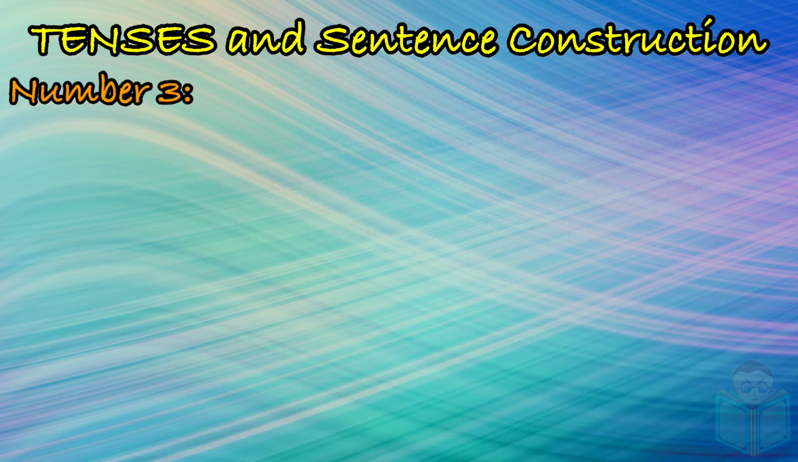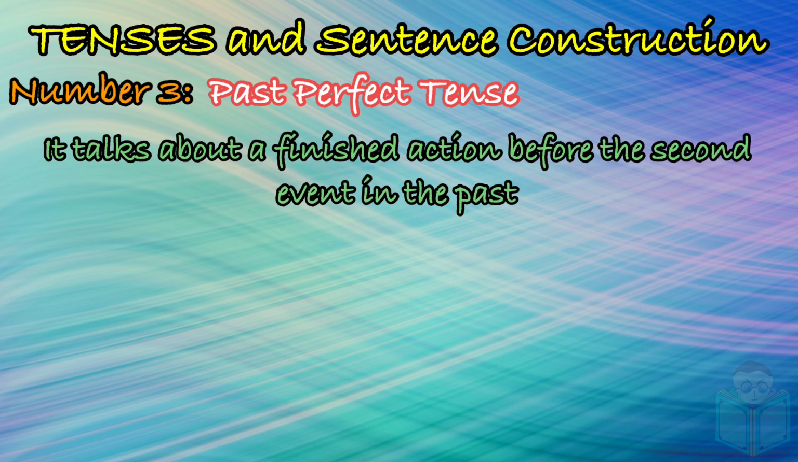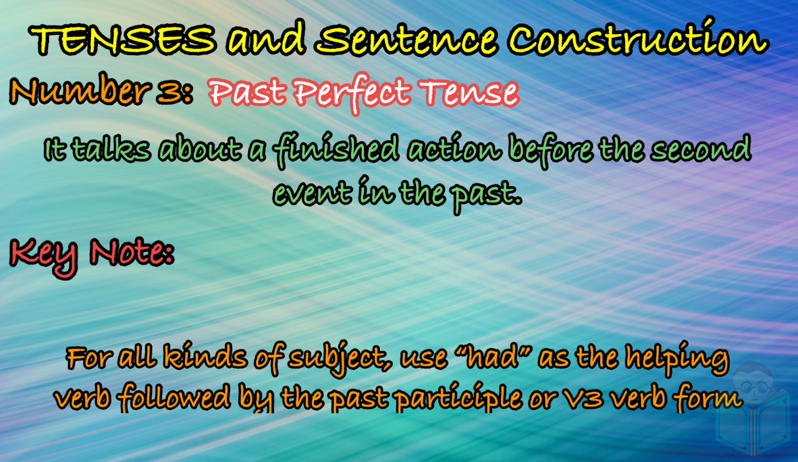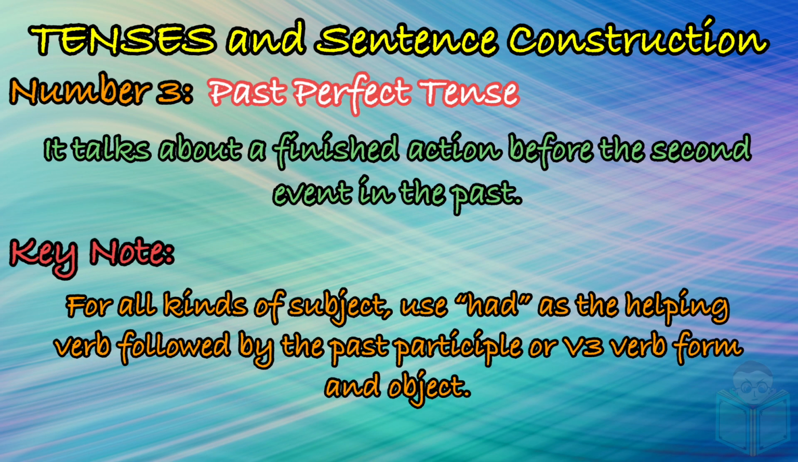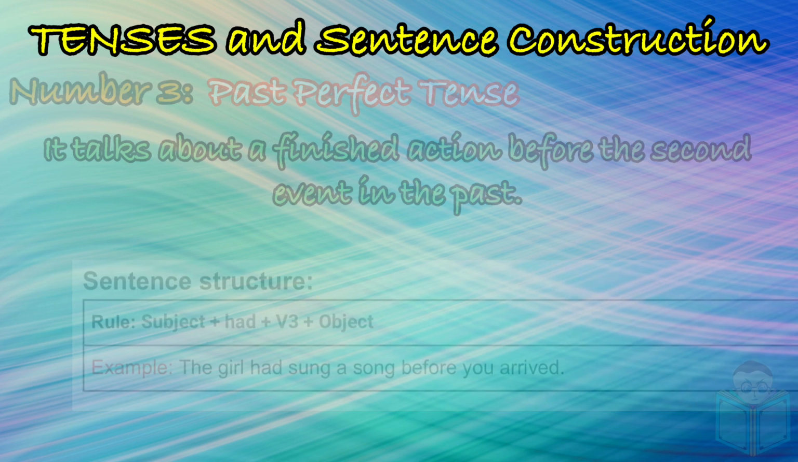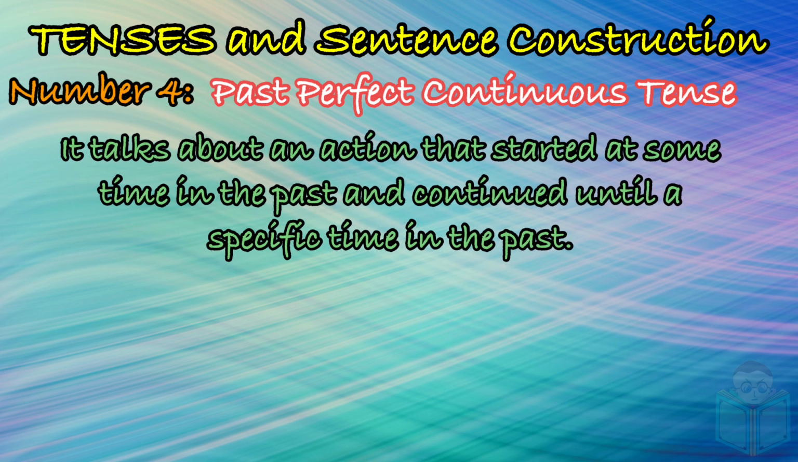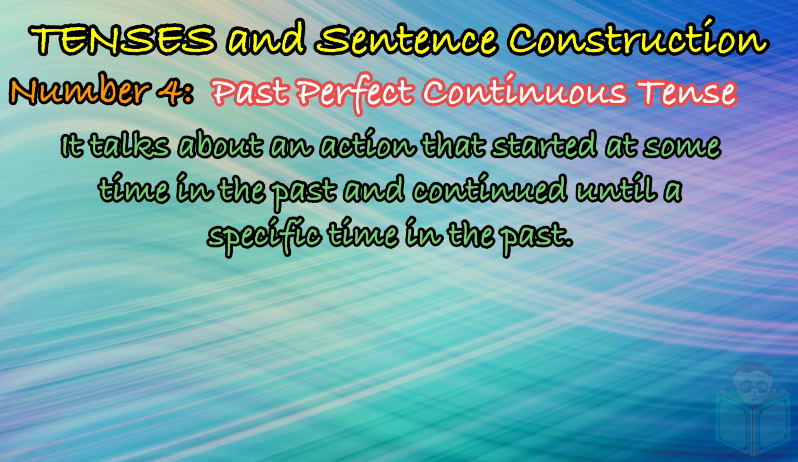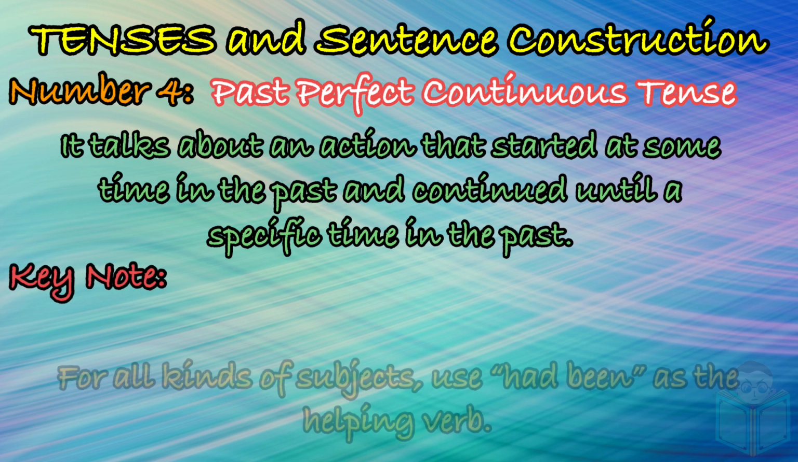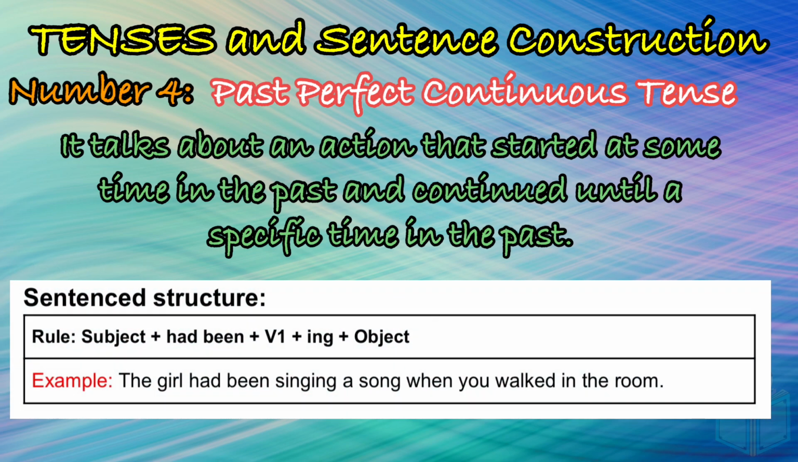Number 3. Past perfect tense. It talks about a finished action before the second event in the past. For all kinds of subject, use had as the helping verb followed by the past participle or V3 verb form and object. Follow the given table for reference. Number 4. Past perfect continuous. It talks about an action that started at some time in the past and continued until a specific time in the past. For all kinds of subjects, use had been as the helping verb. Follow the table for reference.